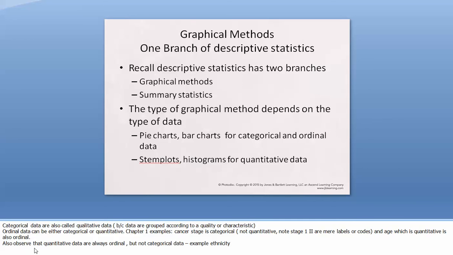There's another point to remember: not all categorical data can be ordinal. The example is ethnicity. You cannot order ethnicity. All right then, let's go to the next slide.